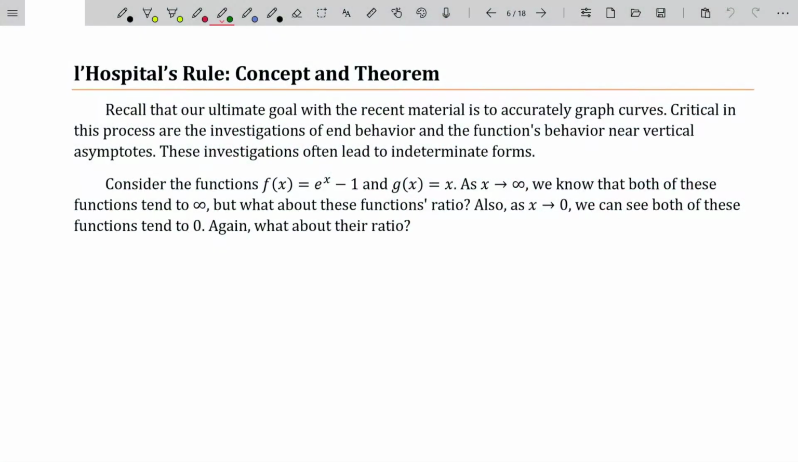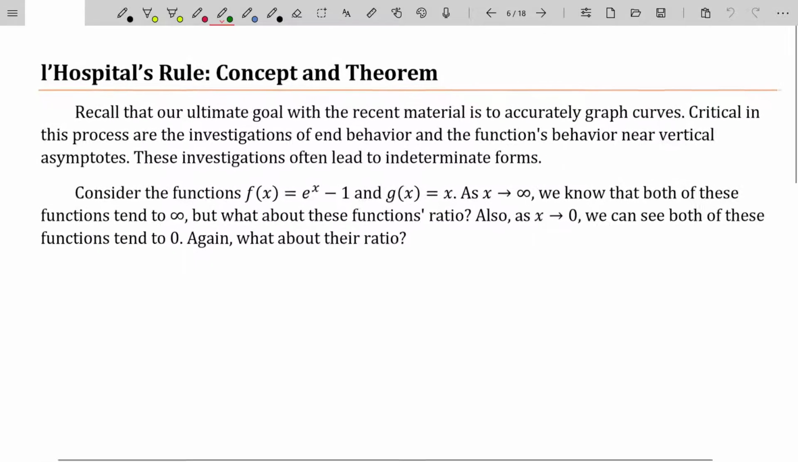Hello, my name is Roy Simpson, professor of mathematics at Cosumnes River College in Sacramento, California. This is the second video in a series on L'Hopital's rule and indeterminate forms. I've just finished talking about what indeterminate forms are. Now let's dive into L'Hopital's rule itself, which is how you deal with indeterminate forms in calculus.